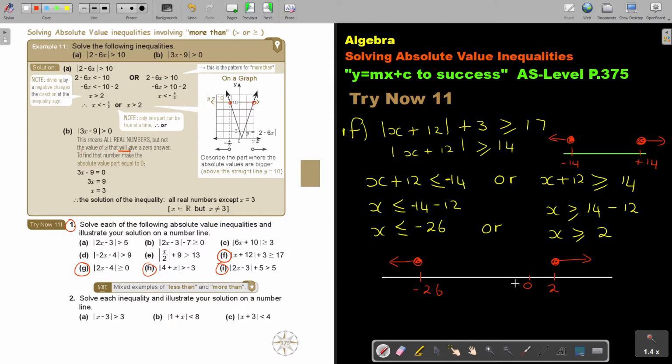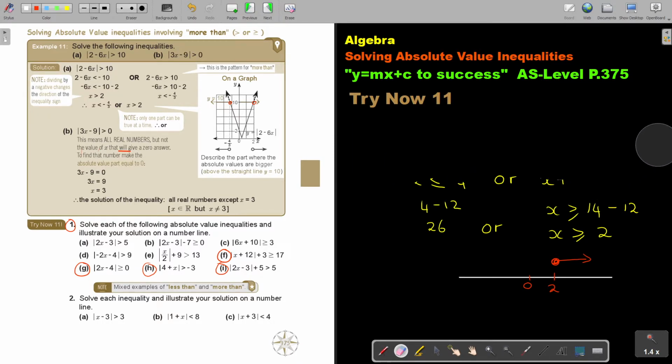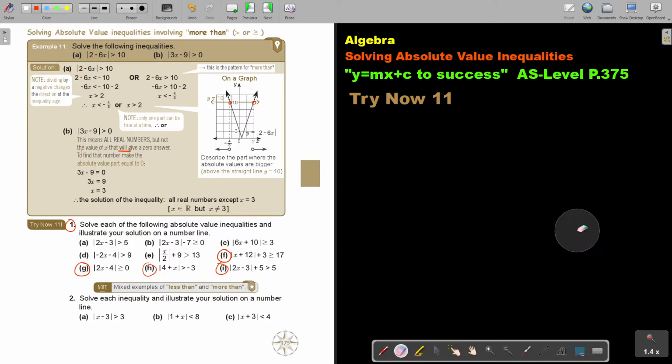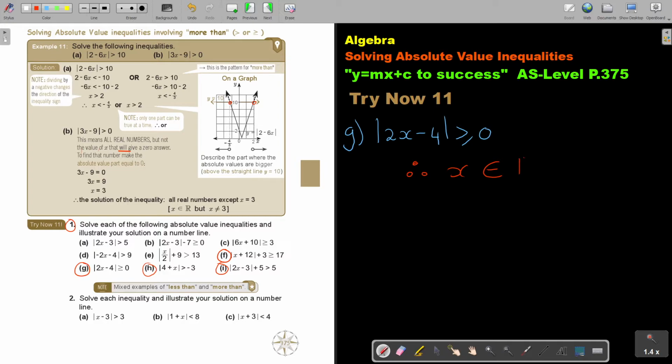Okay, now I'm going to look at number G. Let's make space. Number G. So this one, and this is now all this playing around with 0. And it's not a long sum, but you have to understand it. So the thing in this one, it's even including 0, bigger. So all the numbers including 0. So therefore, x is an element of real numbers.